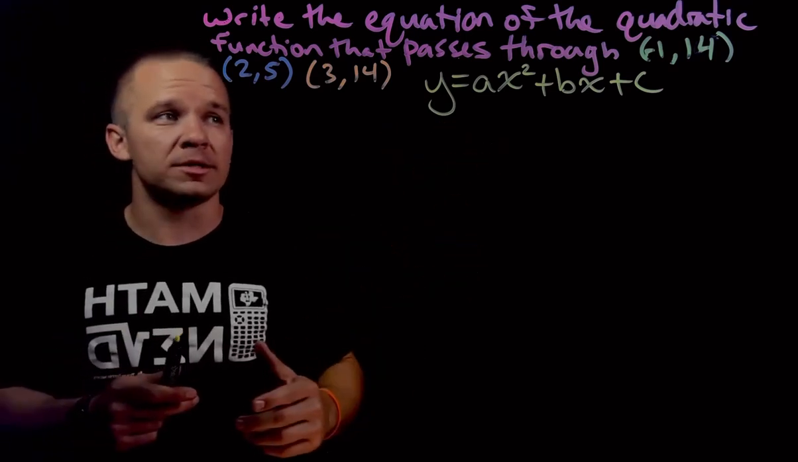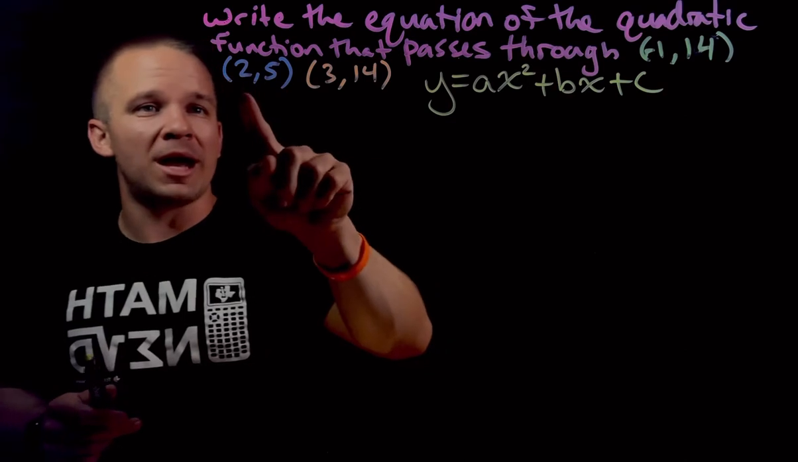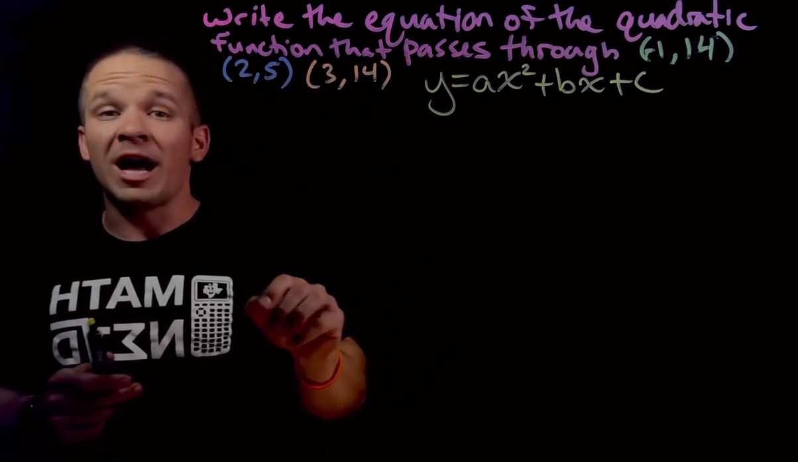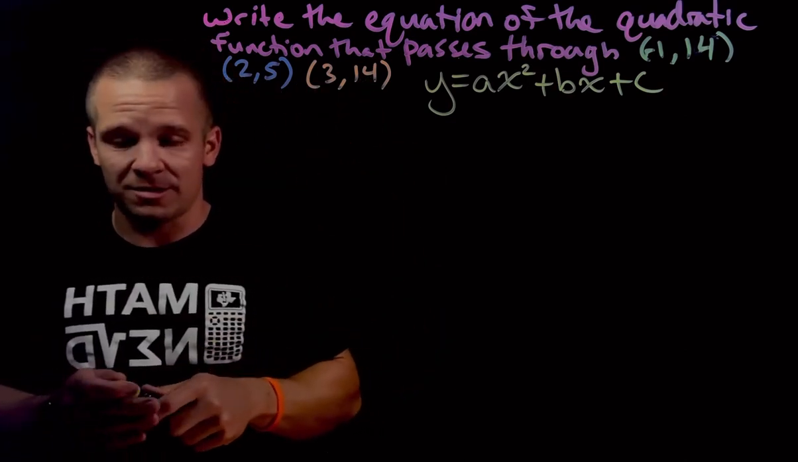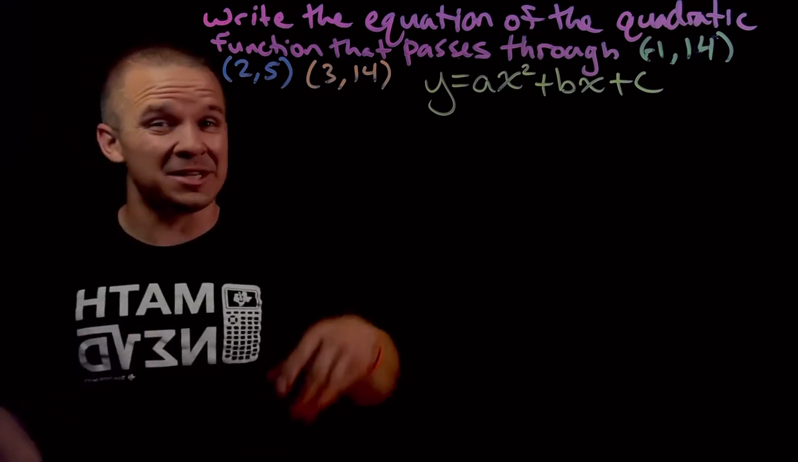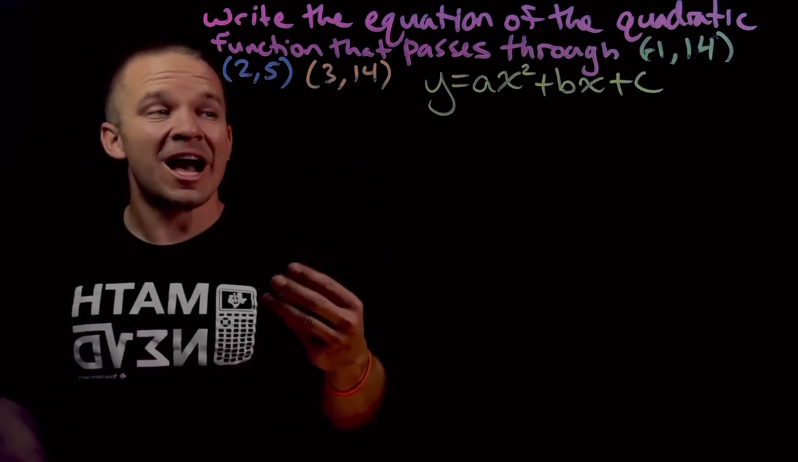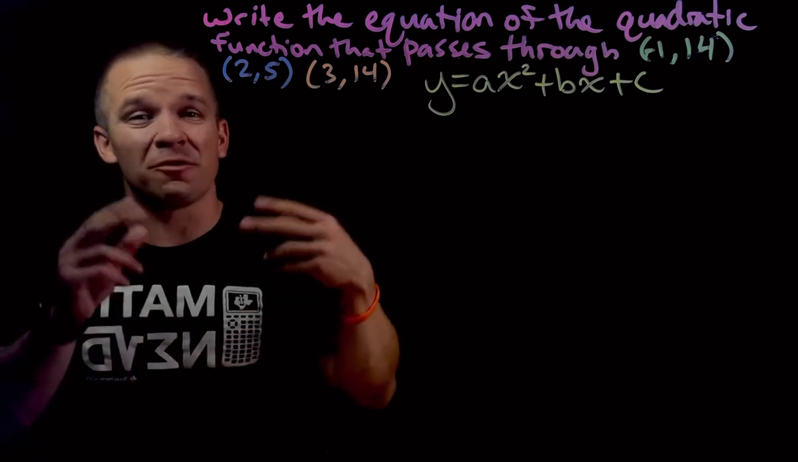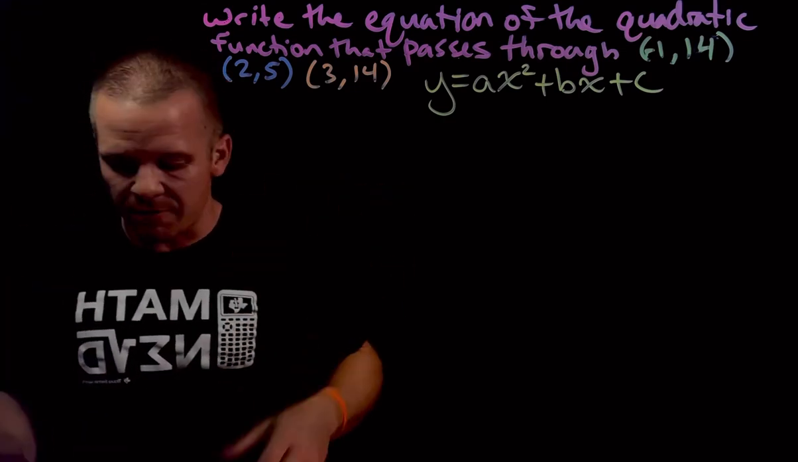Now I got 3 points that I can use for my x and my y, my x and my y, my x and my y. I could set up 3 separate equations and solve for those missing variables. Because if I have 3 equations, I can solve for 3 variables. If I have 2 equations, I can solve for 2 variables, right? Systems of equations. So let's get after it.